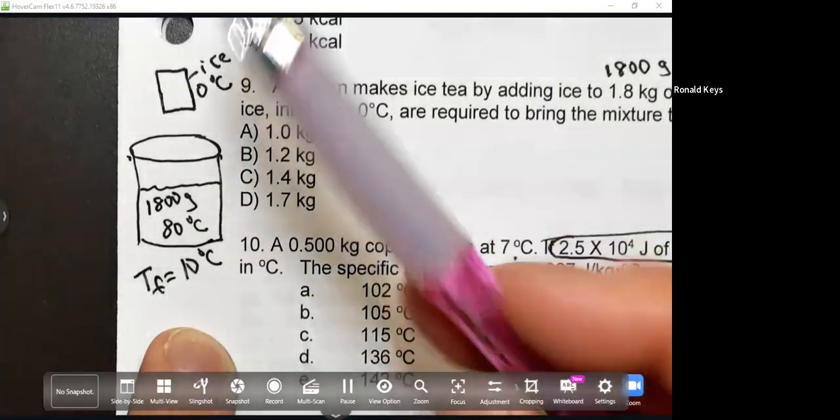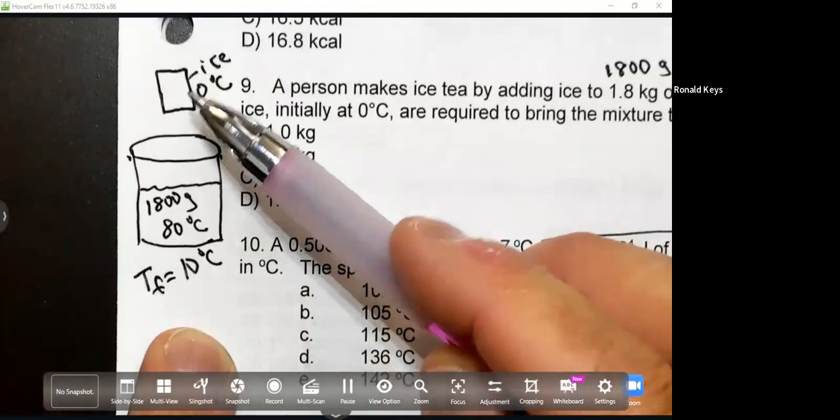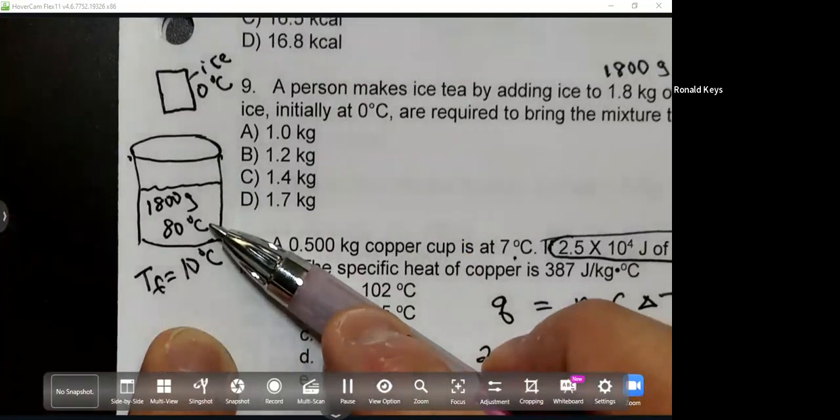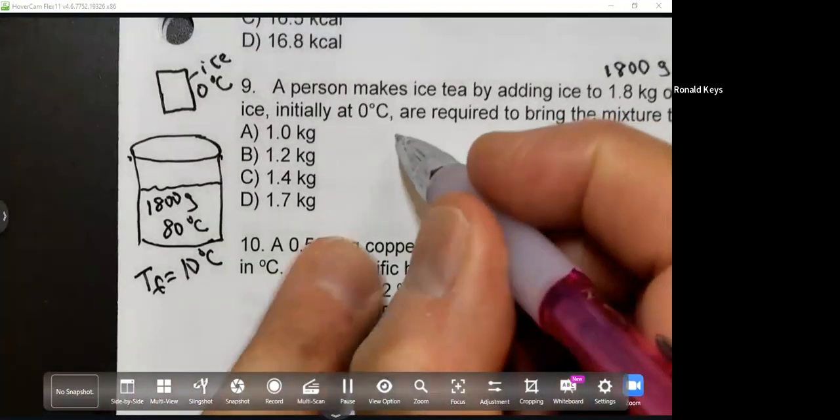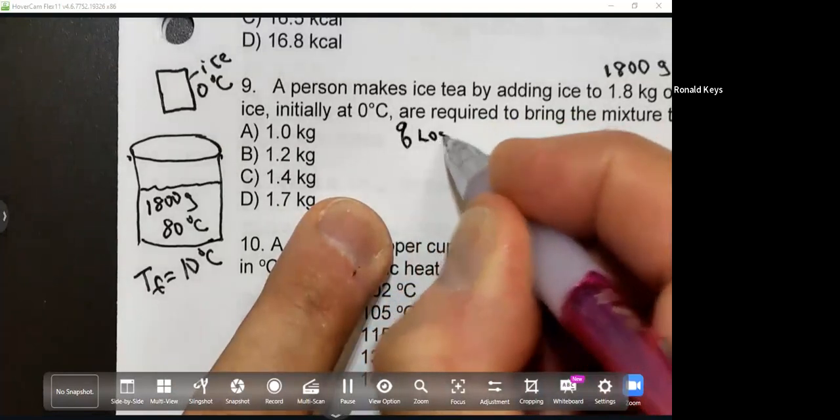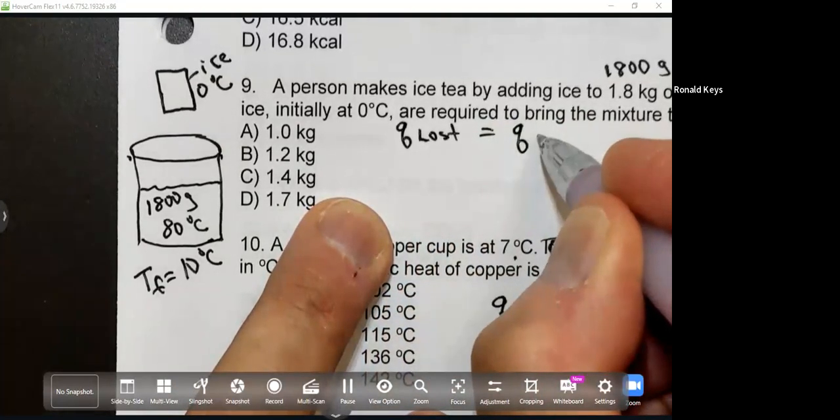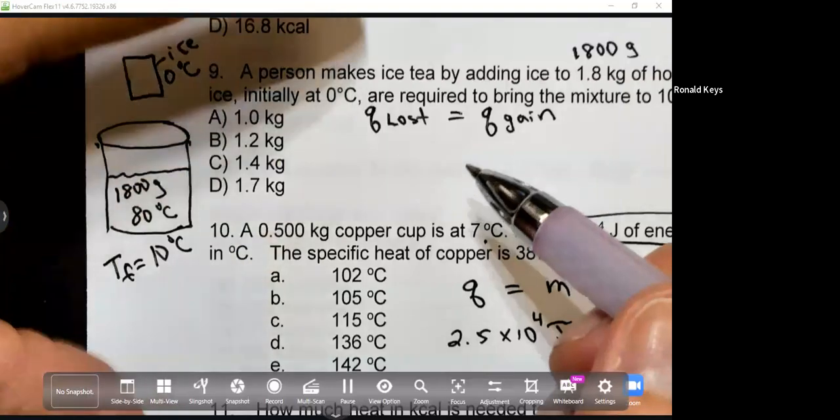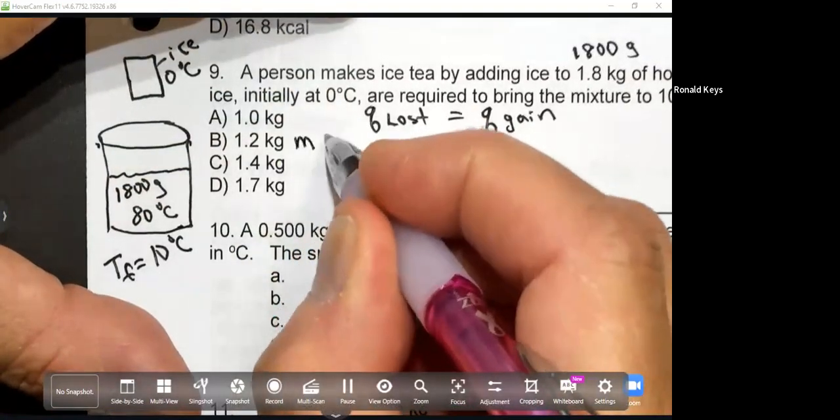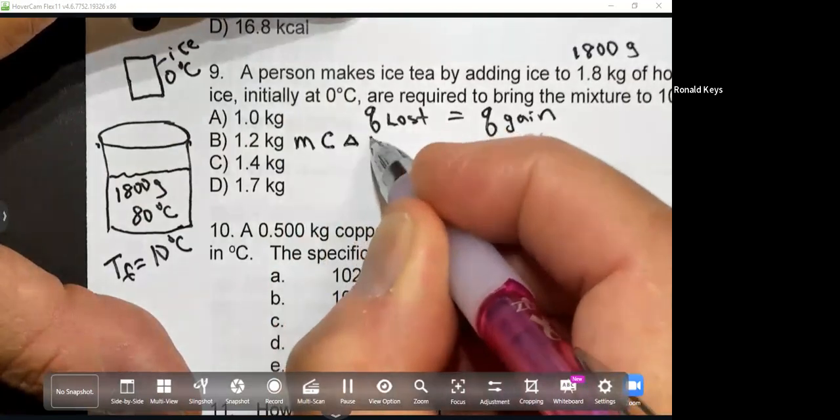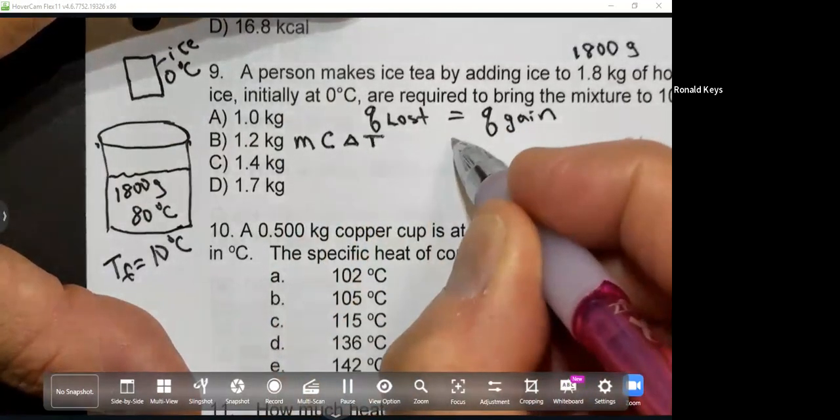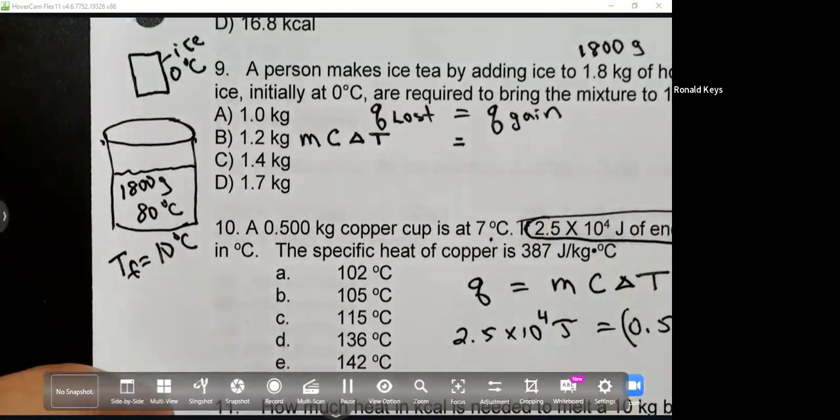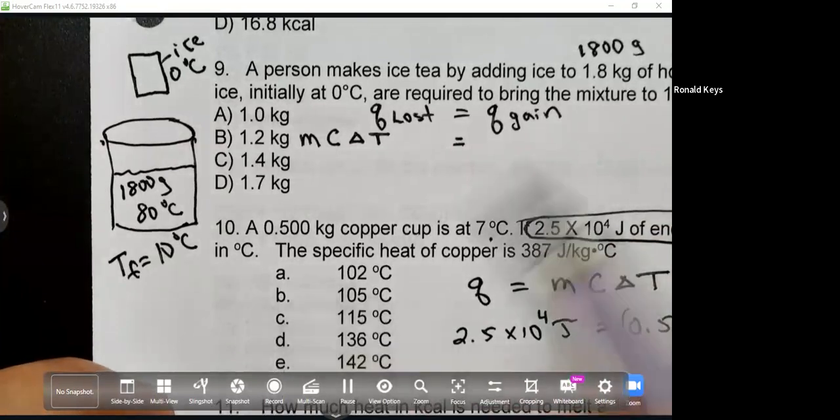And we know that the ice is going to gain heat. Sorry, the tea is going to lose heat, right? It's going to become colder. So now we're going to set Q lost equals Q gain. The tea loses heat with m c delta T, and what's going to gain heat is the ice, right? But we need to figure this out.